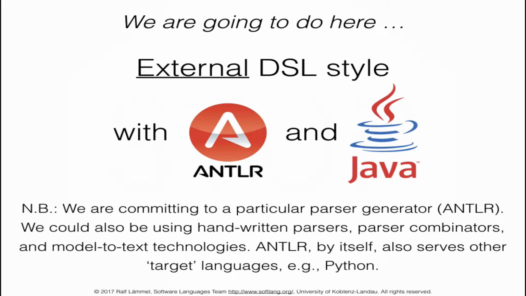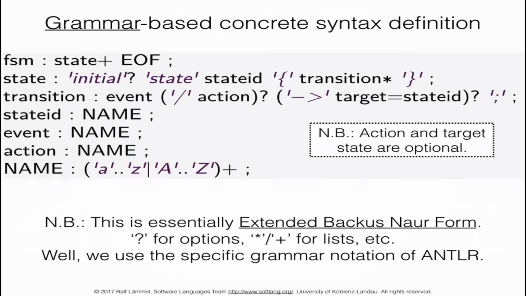So we're going to do external DSL style with ANTLR, the parser generator ANTLR, and Java. The parser generator ANTLR takes a parser description and generates some code from it. In our case, we're going to generate Java. ANTLR can also be used with other target languages. So here is how we get started with the textual syntax. It's a grammar-based concrete syntax definition.